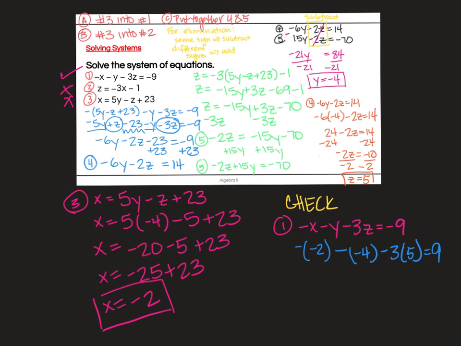So negative 2 is a positive 2, minus negative 4 is a plus 4, and then minus 3 times 5 would be a negative 15, and I messed up because that should be negative 9. And so we're hoping that this is negative 9. So 2 plus 4 is 6. 6 minus 15 is, in fact, negative 9. So that checks out. So my answer then is negative 2 is x, negative 4 is y, and 5 is z.